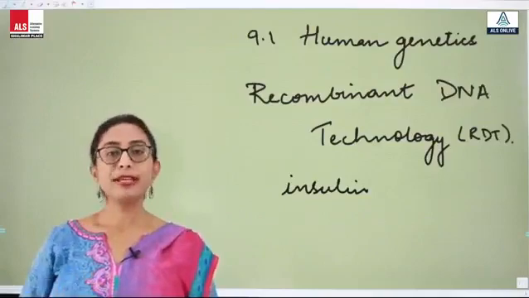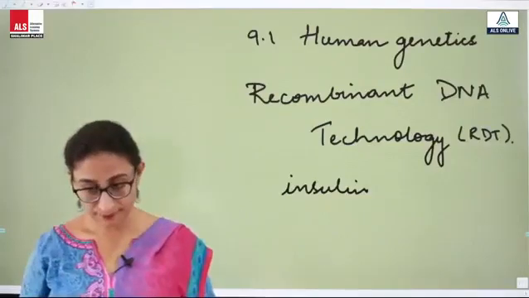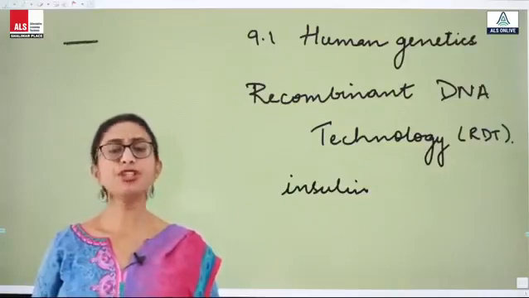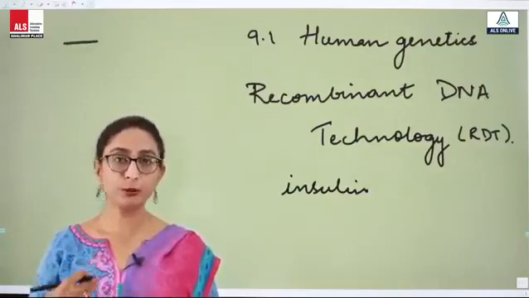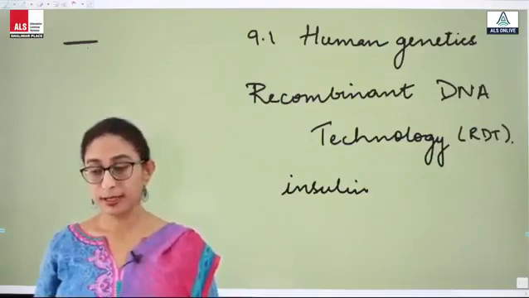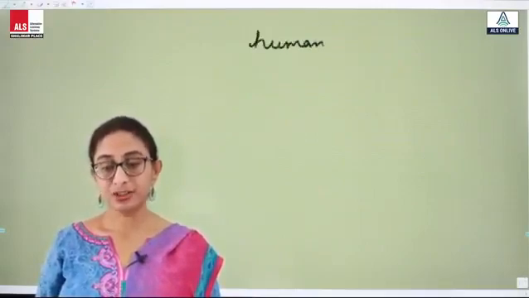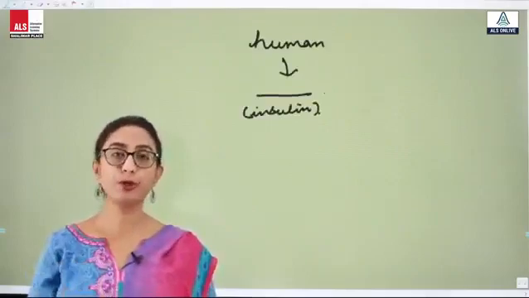So how do they produce insulin? By using recombinant DNA technology. They identified the gene which is responsible for producing the protein called insulin in humans. They extracted that gene from human beings. Say there is this gene which codes for the protein insulin.